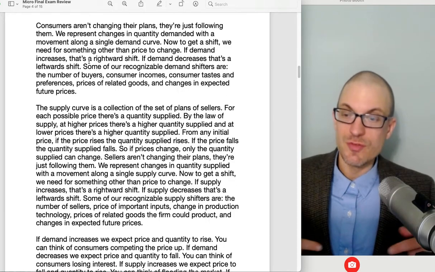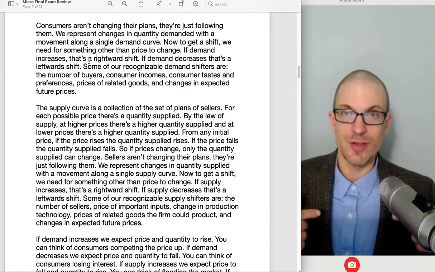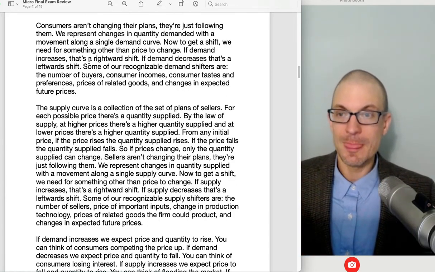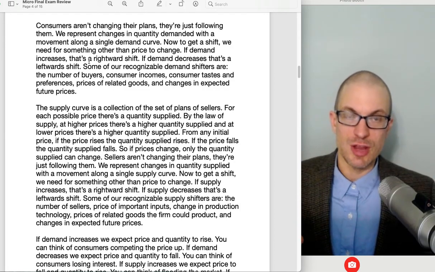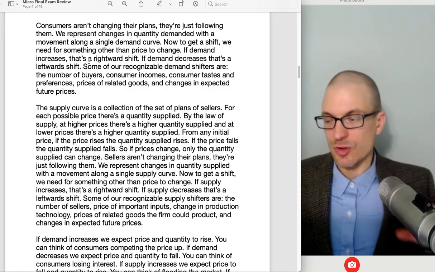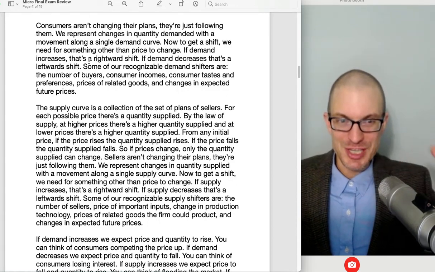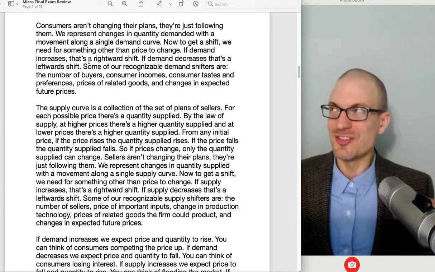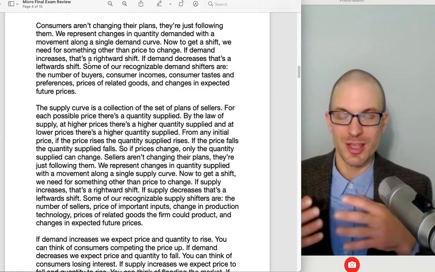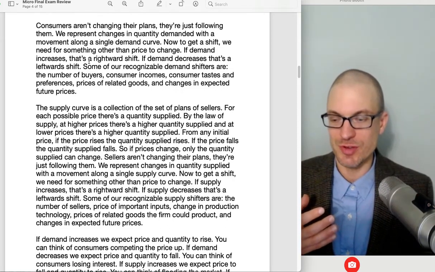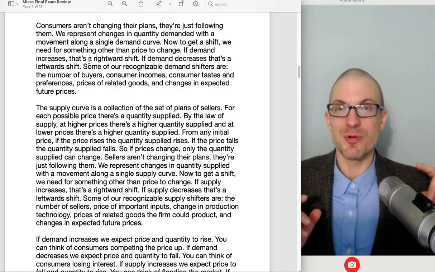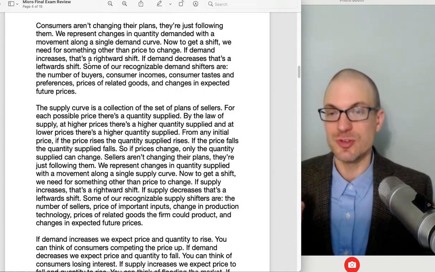If so, then you've got a movement along the curve and a change in quantity demanded. If it's something other than price changing, like expected future prices, then what's changing isn't the price, it's your belief, or the price of a related good. Like if we're talking about Pepsi and there's a change in the price of Coke, yeah, it's a price change, but it's a price of a related good.